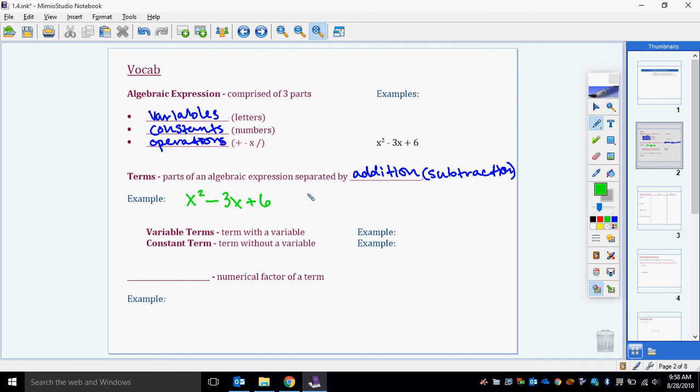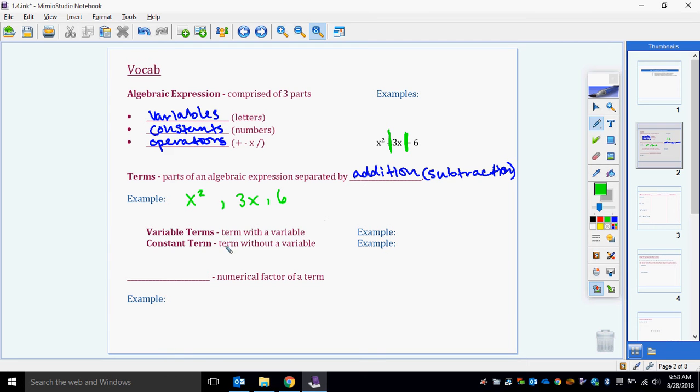X squared minus 3x plus 6. The terms here, let's just list the terms. The terms here are those things that are separated by the subtraction or addition. So I have 1, 2, 3 terms. I have x squared, I have 3x, and then I have 6.